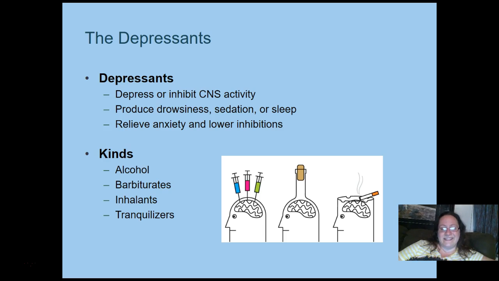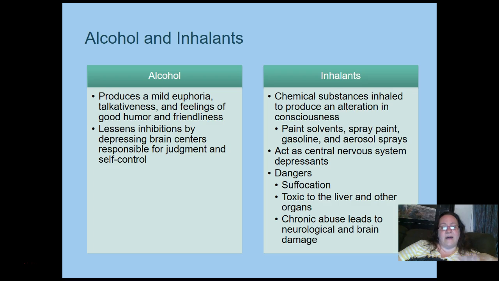Our depressants, these are things like alcohol, inhalants, tranquilizers. They kind of depress CNS activity. We know what alcohol is, but it can lessen our inhibitions. It can produce this euphoria, even though it's a depressant.